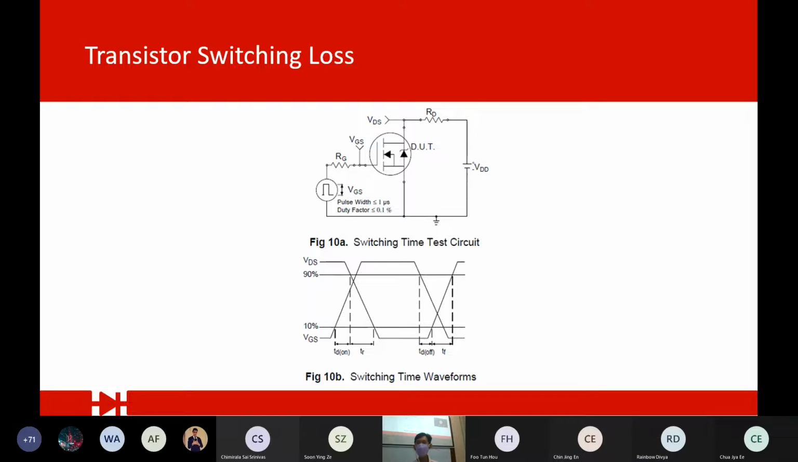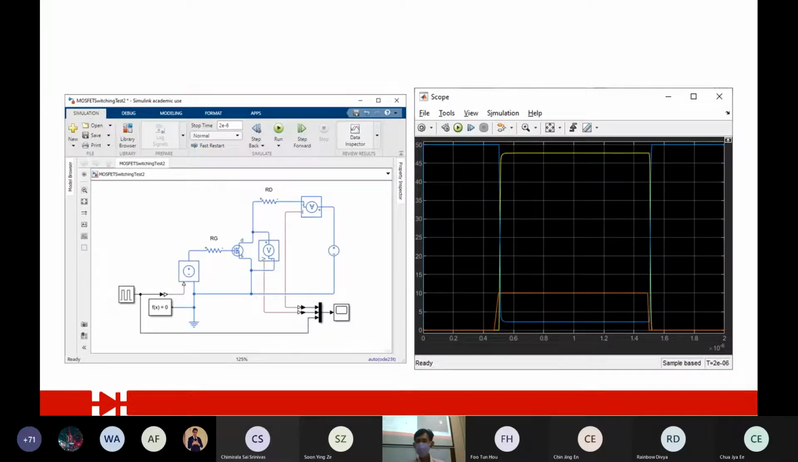All right, switching loss again. Now, even in Simulink MATLAB, it is so accurate that you can actually simulate and see all these delays. It does happen, that is very important. There is no ideal transistor in the world, there's always switching delay and turn on resistance to consider.